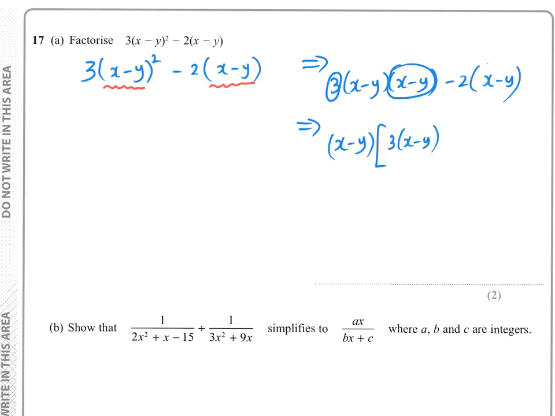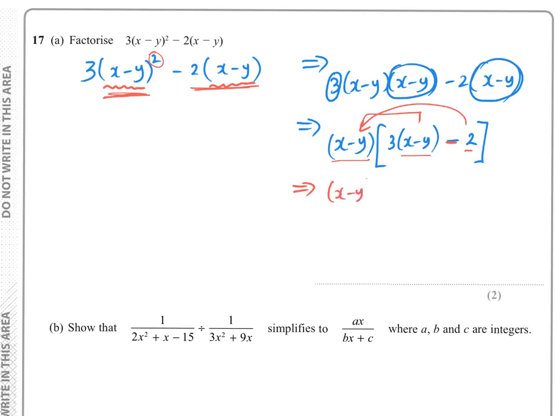And if I take x minus y as a factor out of here, I'm just going to have minus 2 left. So again, if you want to check this out, multiply it back out and you'll have 3 lots of x minus y times x minus y, which is x minus y all squared, minus 2 lots of x minus y, which is what you've got. So we can know for sure that x minus y is a factor.